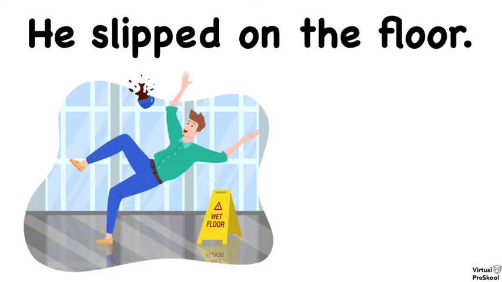Let's do another one. He slipped on the floor. What's the action? Slipped. Is there anything to receive the action? Is there a direct object? No. Now you might be thinking, wait a second, isn't floor the direct object? But actually it's not. The floor tells us where he slipped, not what he slipped. So it's not an object that's receiving the action of slipping.